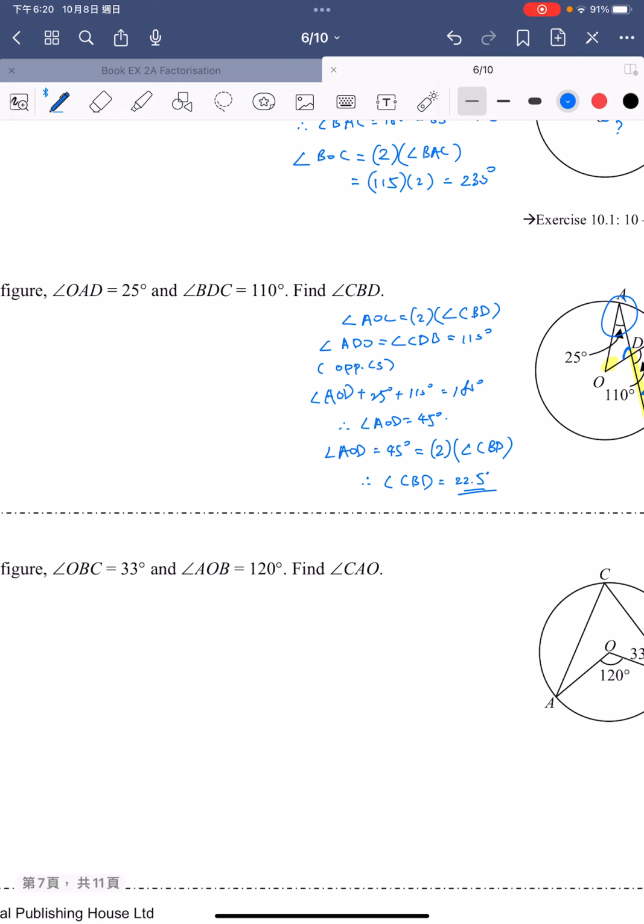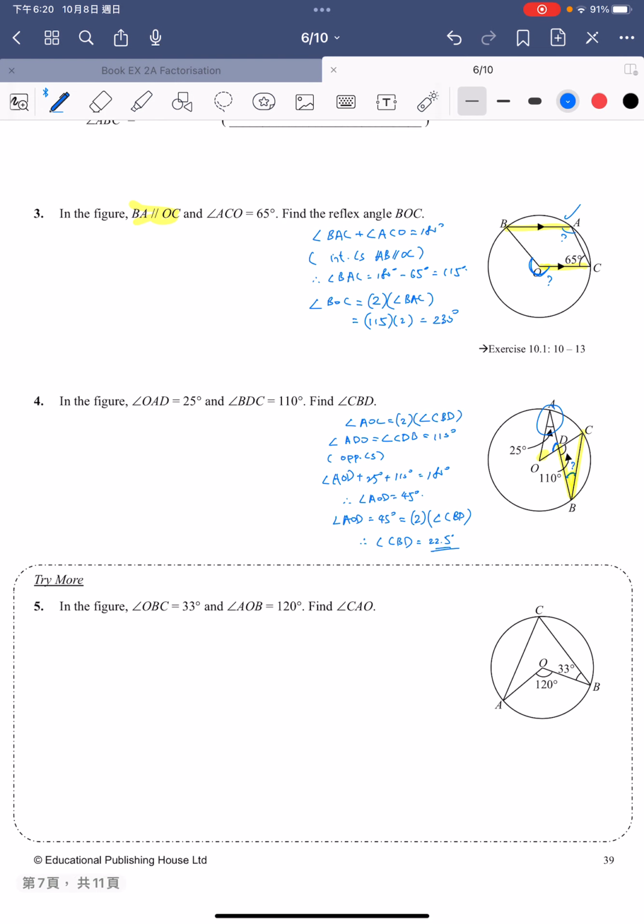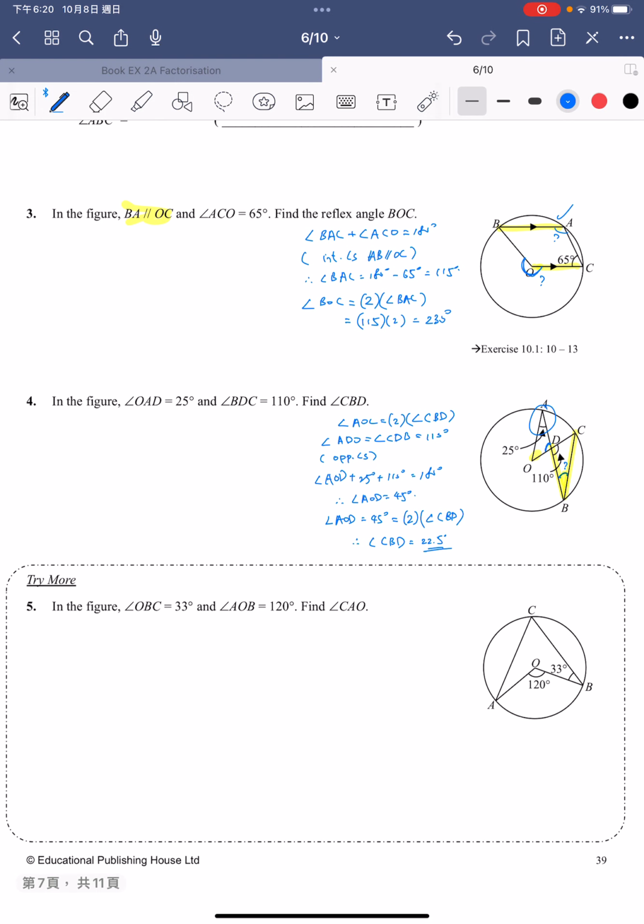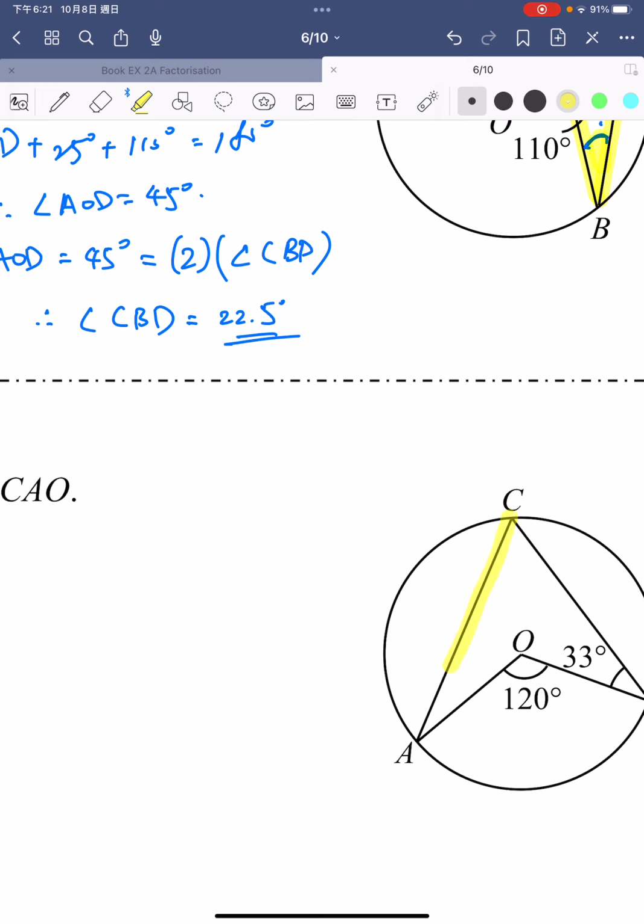So moving to the last part, we have our OBC is equal to 33 degrees. We have AOB is equal to 120. So how can you find out the angle CAO? So how do you find out this angle?